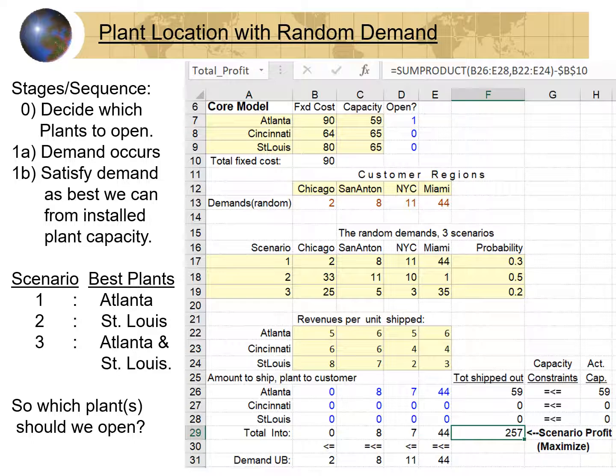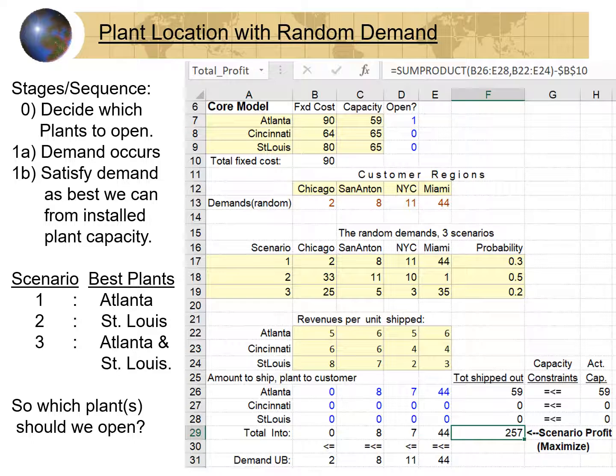So scenario 1 has fairly small demand at Chicago, a rather large demand at Miami, and it has a probability of 0.3 of occurring. Scenario 2 has 33 units of demand at Chicago, 11 at San Antonio, and only 1 at Miami. So it's dramatically different in terms of what we expect to happen in Miami and Chicago. And scenario 3 is sort of an optimistic scenario in terms that the demand is quite high at Chicago and demand is fairly high at Miami also, although the demands are a little bit lower at San Antonio and New York.